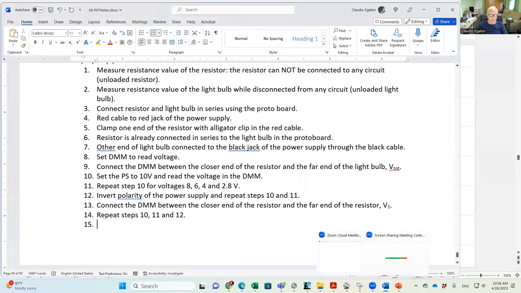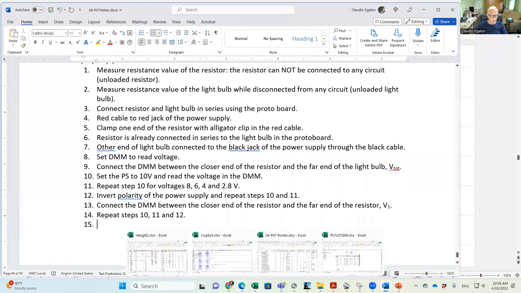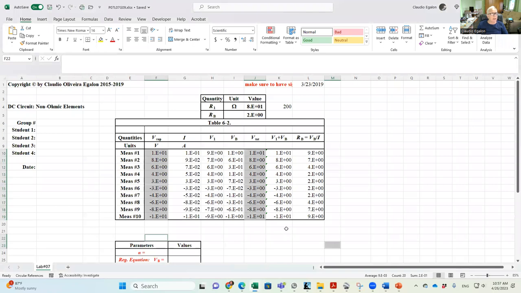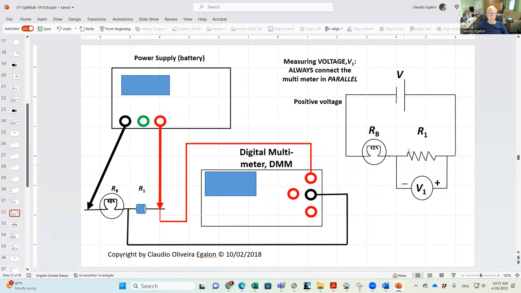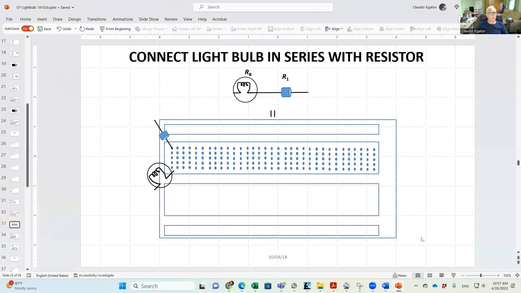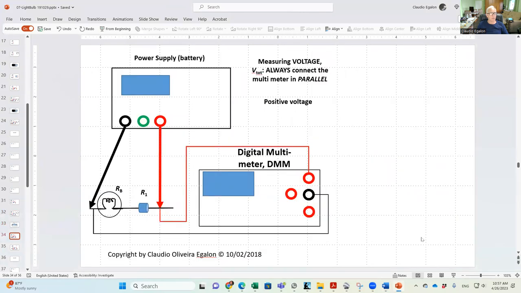When we do that, now we are going to have the data for V1 here. Positive voltage, negative voltage. And finally, here is how it looks in a circuit diagram. Okay, light bulb connected in series with resistor.